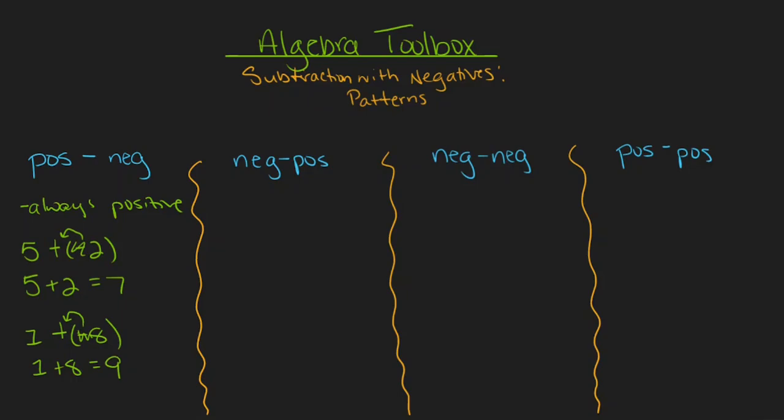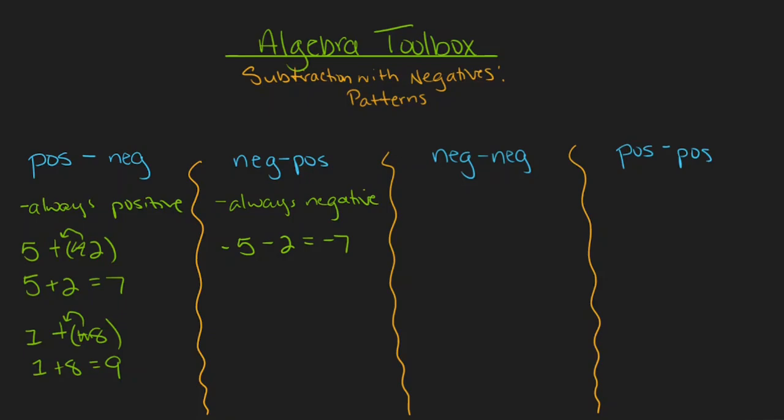Now let's take a look at what happens when we start with a negative number and subtract a positive number. In this situation, your answer will always be negative. So let's take a look at something like negative 5 minus 2. I'm starting at negative 5 and heading 2 more in the negative direction. That takes me to negative 6 and then negative 7. So my answer here is negative 7.